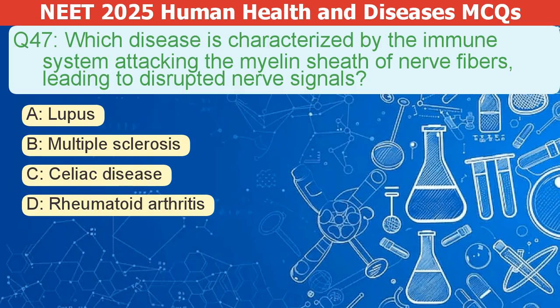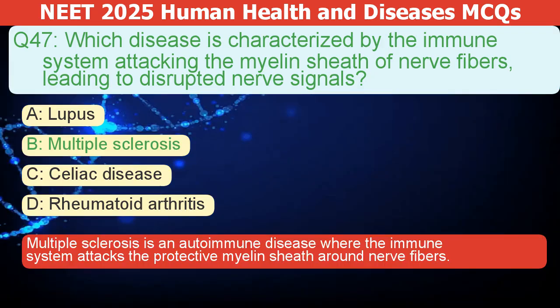Which disease is characterized by the immune system attacking the myelin sheath of nerve fibers, leading to disrupted nerve signals? A. Lupus. B. Multiple sclerosis. C. Celiac disease. D. Rheumatoid arthritis. The correct answer is B. Multiple sclerosis is an autoimmune disease where the immune system attacks the protective myelin sheath around nerve fibers.